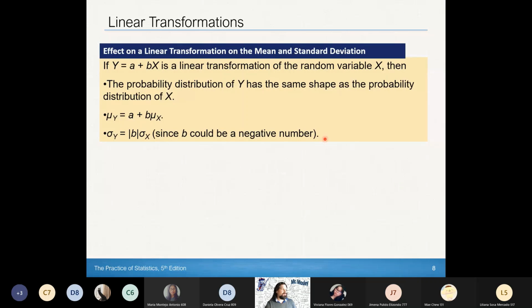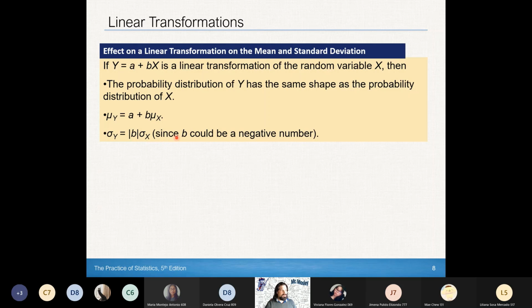The effect of a linear transformation on the mean and standard deviation are given below. If y equals a plus bx, which is why we call these linear transformations, it looks like the formula for a line, is a linear transformation of the random variable x, so we're taking x and transforming it to y, then the probability distribution of y has the same shape as the probability distribution of x. The mean of y is equal to a plus b times the mean of x. So this is accounting for the fact that adding, subtracting, and multiplying, dividing affect the mean. The standard deviation of y is equal to the absolute value of b times the standard deviation of x.